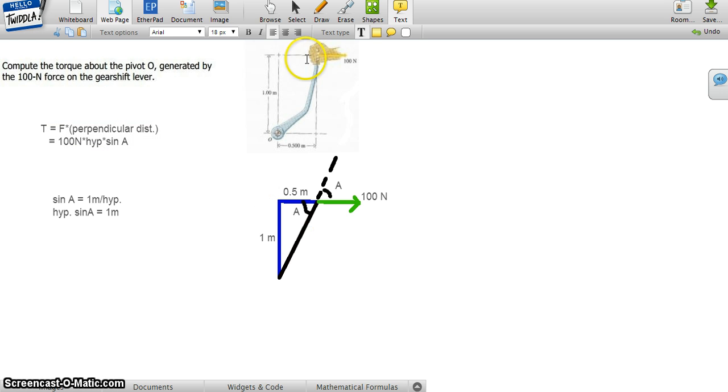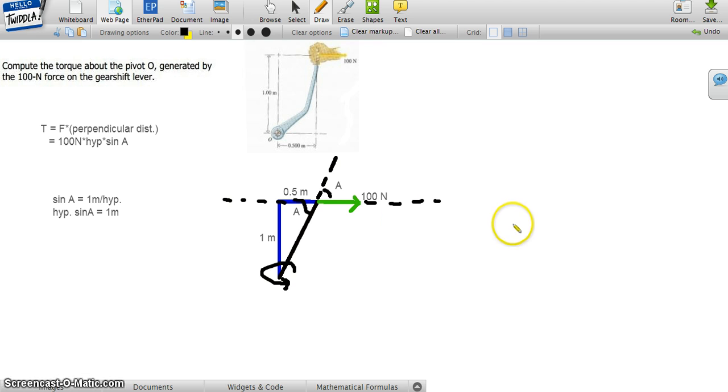So if you could please look at this here, we've got this force in here, and if I draw in a dotted line for that force, the force acts anywhere along this line here, and the perpendicular distance between that line and this pivot point is 1 meter. So really the torque is simply the force times the perpendicular distance between the pivot point and a line containing the force.